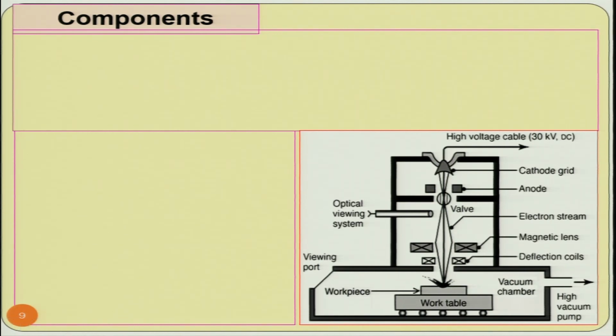This is the beam hitting the workpiece, and now you can create very high vacuum in this machining chamber or working chamber, so that you get a proper size of the machined features. You can have a high vacuum pump to create the vacuum in this particular chamber, and this is the viewing port, where you can view what is happening in this machining chamber with the help of proper devices.